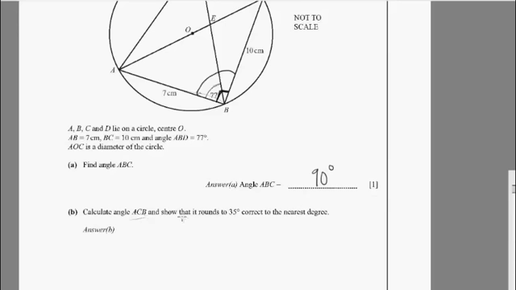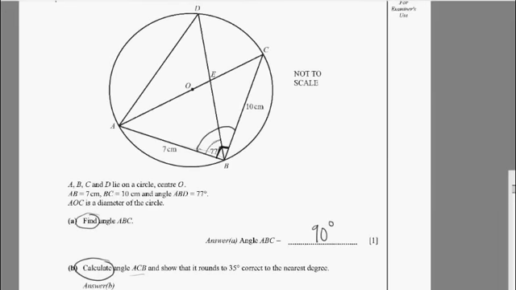In part B it says calculate angle ACB and show that it rounds to 35 degrees, correct to nearest degree. Notice the difference between this. Here it says find it. It doesn't say doing any calculation, it says search for it. Whereas here it says calculate. Remember reading these questions, calculate gives the indication that you're not going to find something, but you're going to have to manipulate numbers, punch things in the calculator, do some math. So let's look at how we calculate it.